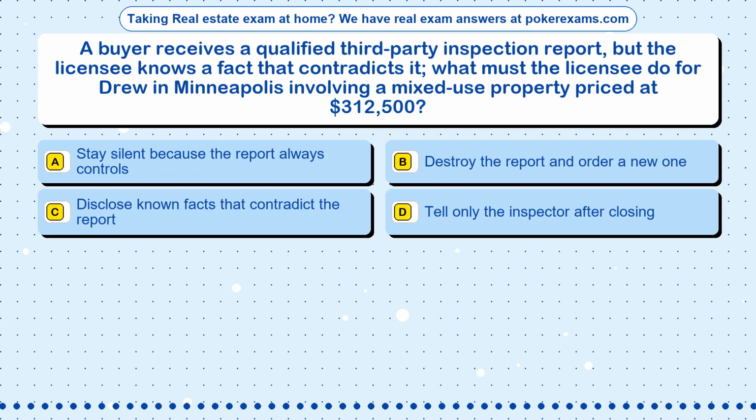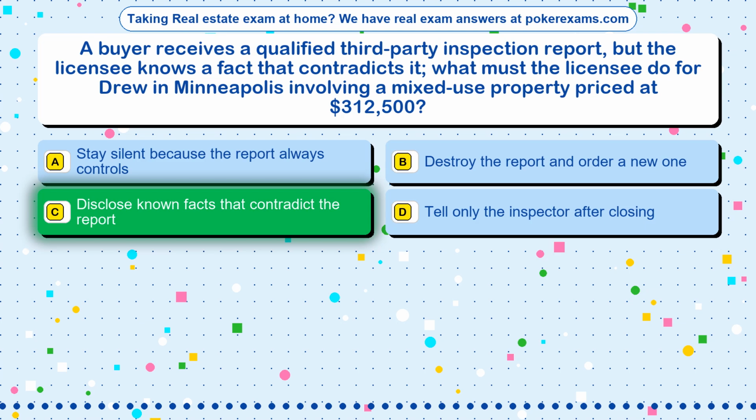Question 99. A buyer receives a qualified third-party inspection report, but the licensee knows a fact that contradicts it. What must the licensee do for Drew in Minneapolis involving a mixed-use property priced at $312,500? Option A. Stay silent because the report always controls. Option B. Destroy the report and order a new one. Option C. Disclose known facts that contradict the report. Option D. Tell only the inspector after closing.